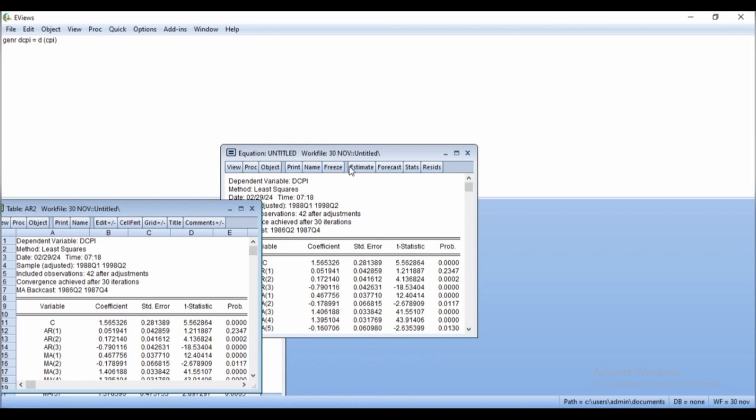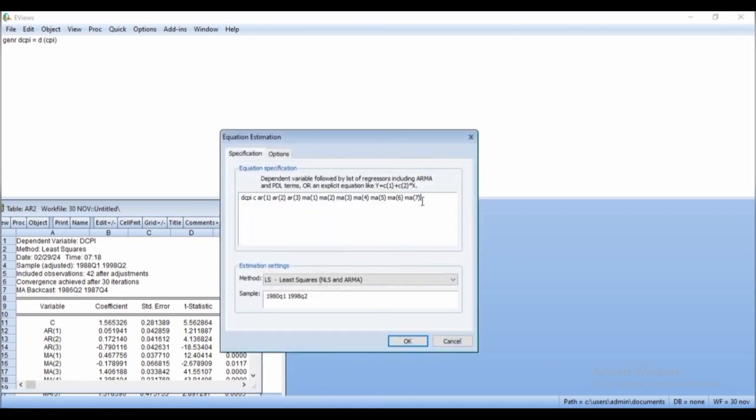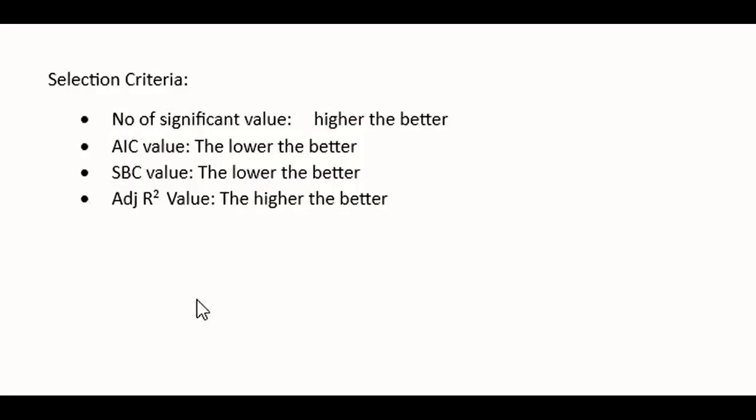Okay, now we will estimate our third model and it goes till 8, 9 and 10. Due to my software limitation, I could not estimate the third model.